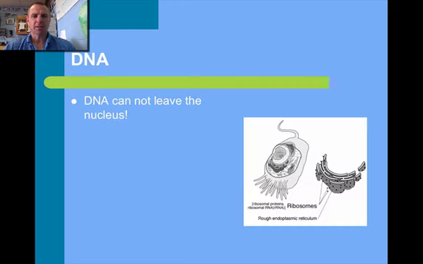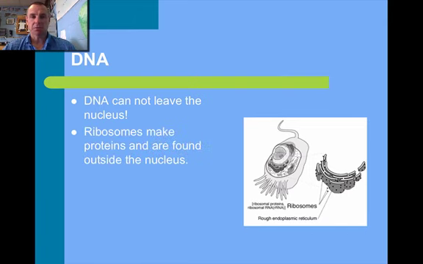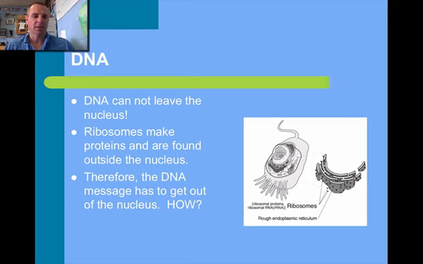Remember a few things about DNA. DNA cannot leave the nucleus. Ribosomes make the protein and are found outside the nucleus. So now if I just told you DNA codes for how to make proteins, and proteins are made by ribosomes outside the nucleus, and DNA can't leave the nucleus, well, you got to be thinking, there's got to be some way to get this message out of the nucleus. So how does it occur?